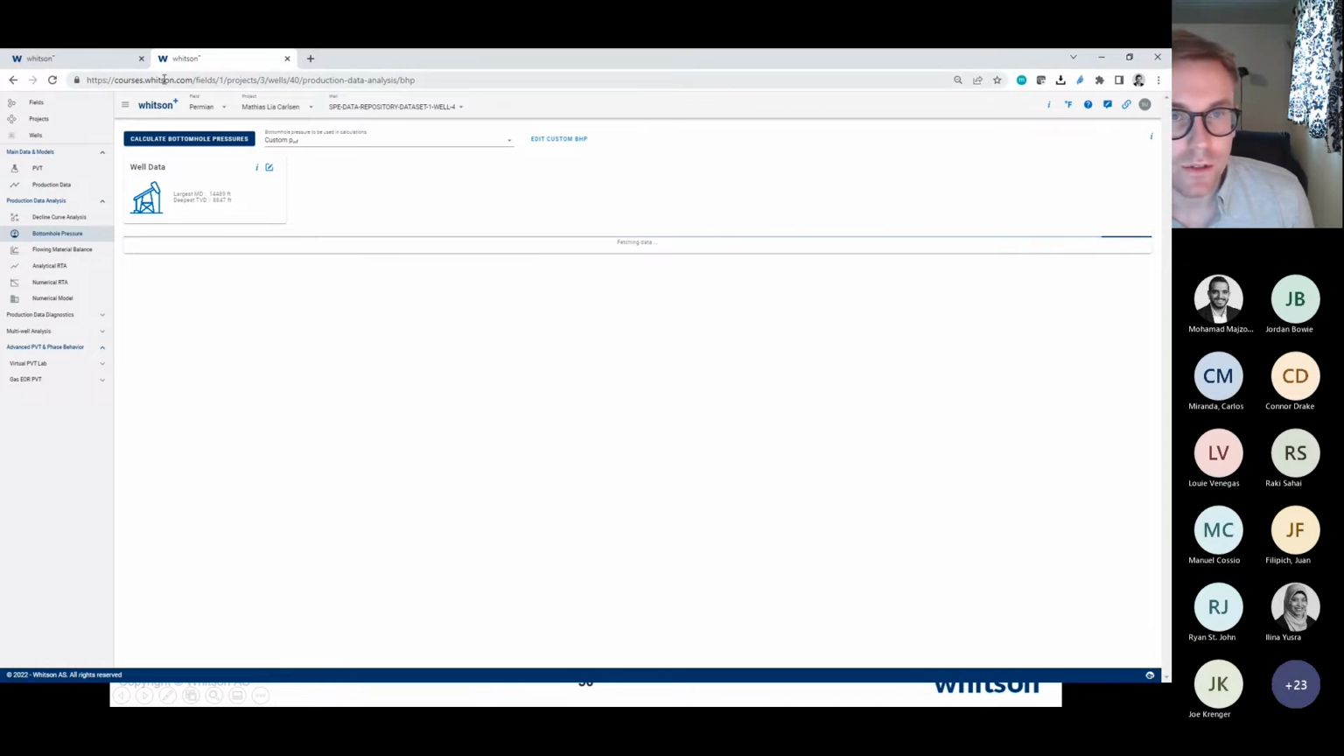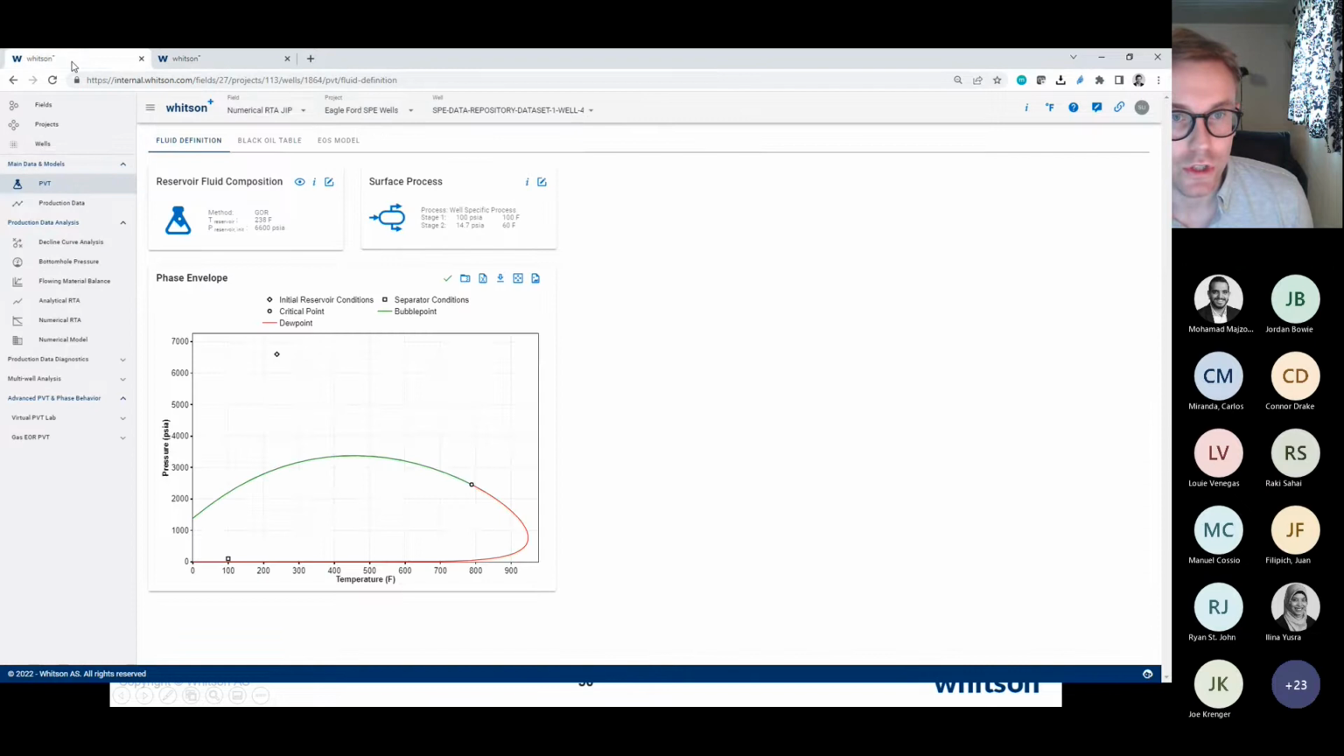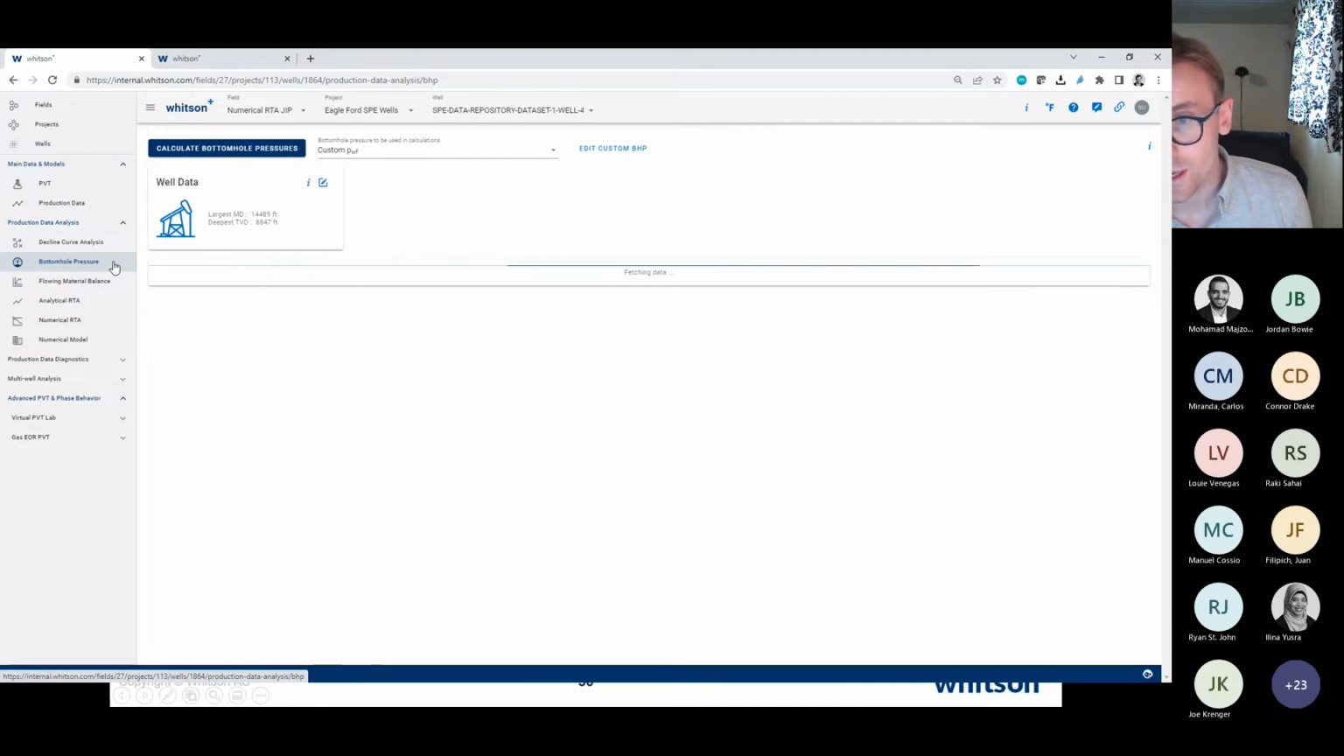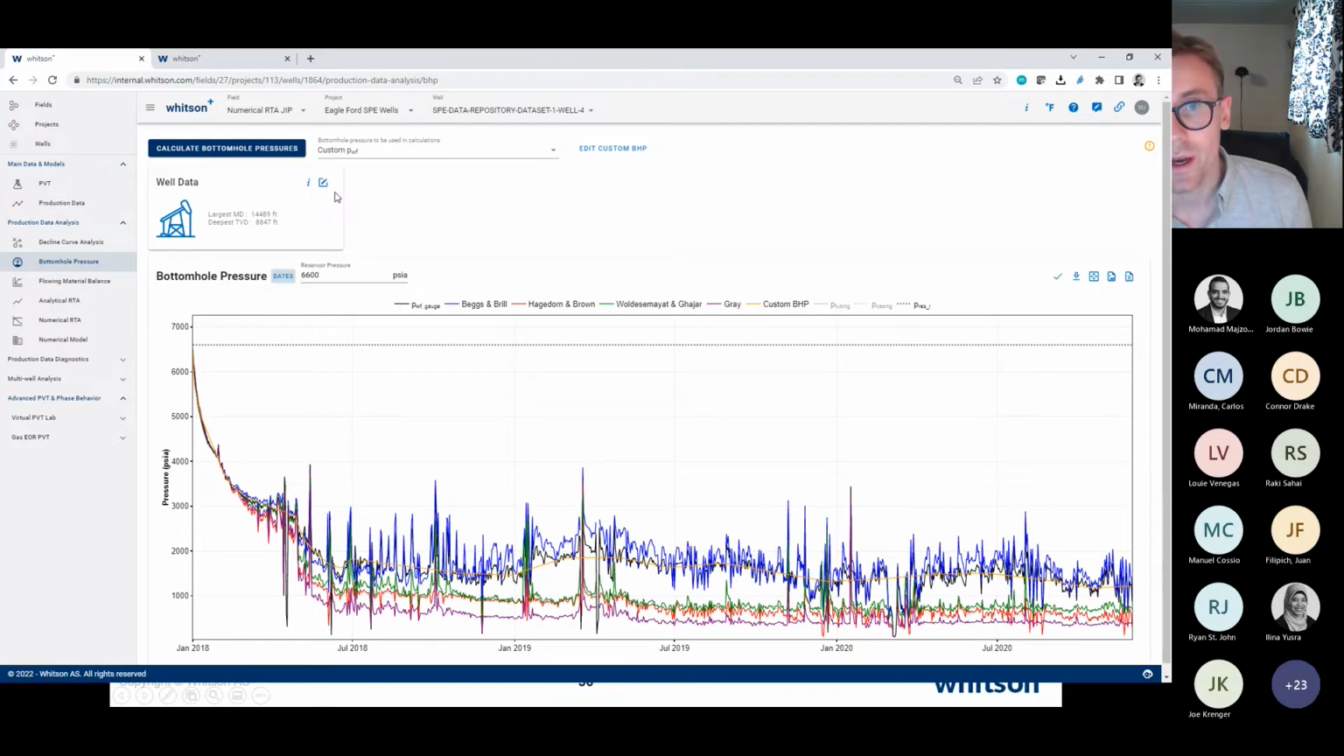Okay, so I think I'll just actually have to go and just show the workflow here on this domain, and then just apologize for that. And if you'd like to have a session on it, we can have a one-on-one session on that as a follow-up. But step number 2, at least, is the bottom hole pressures.